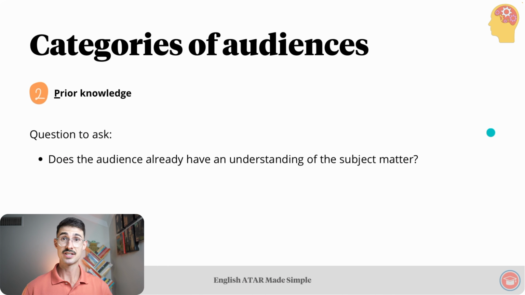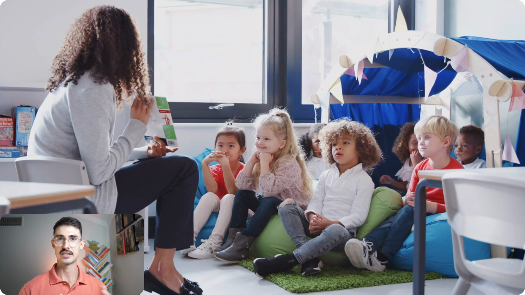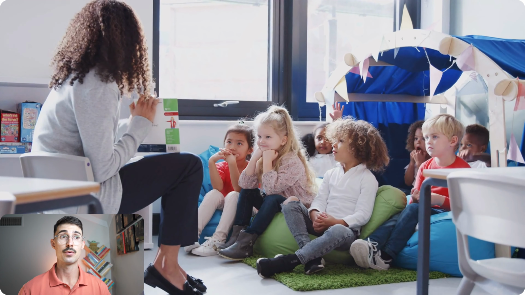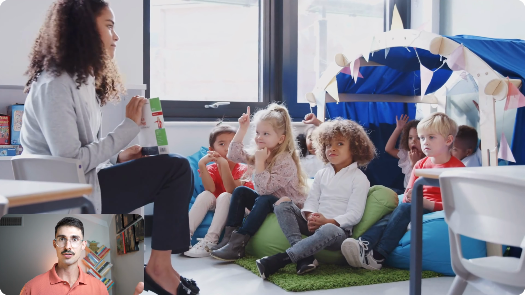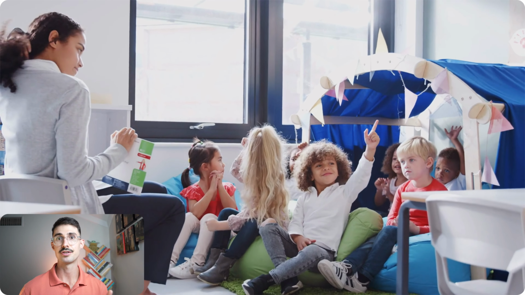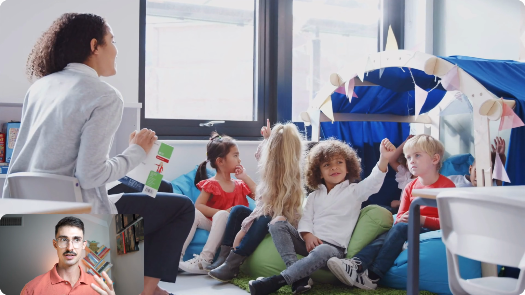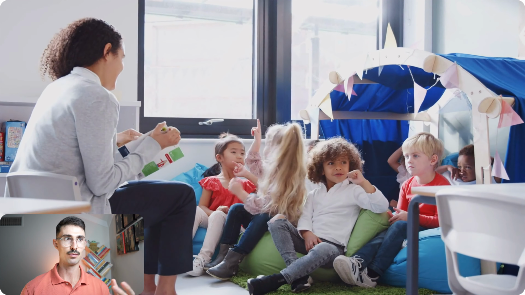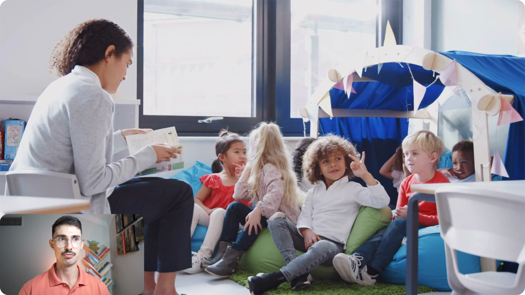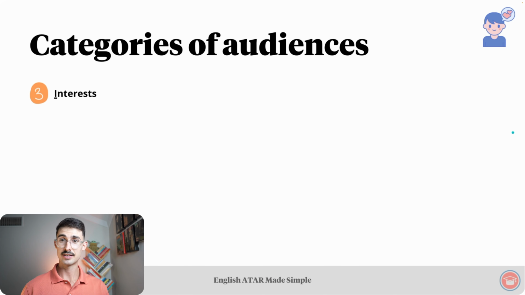Next category is prior knowledge. And the question to ask for this one is, does the audience already have an understanding of the subject matter? If they do, the text creator might not need to explain the fundamental concepts of the subject. If they don't have that prior understanding, then the text creator might need to explain the fundamentals. Example: you're giving a presentation to a bunch of kindergarten kids about safe ways to cross a road. And you tell them it's safe to cross when the person on the traffic light turns green. This presentation assumes the kids have a prior understanding of what the color green is, as opposed to red and yellow.